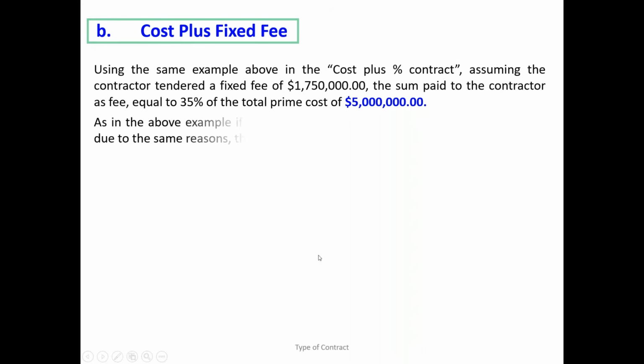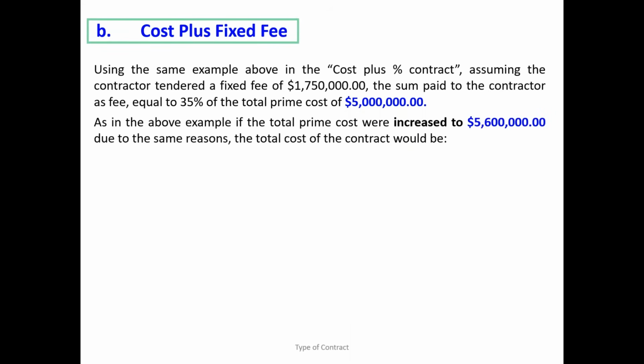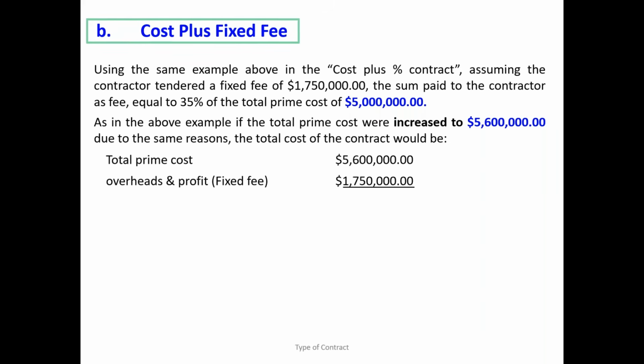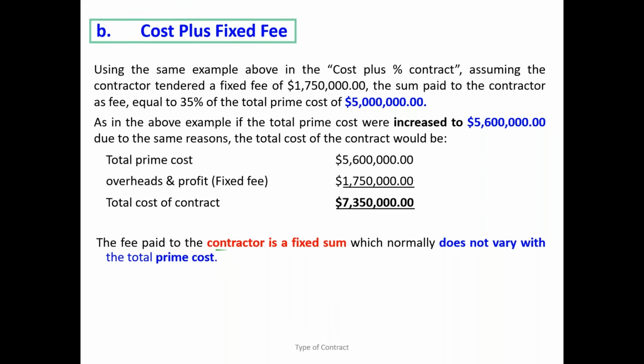So what happens here? The same thing. If the contractor has the 5 million, he will get the 5.6. We are not going to change the amount. It is not a percentage 35. It's going to be just 1.75 million that you are going to pay as a profit and overhead. Nothing connected with the 5 million. Now, what happened in the second case? His cost is increased, say his cost is increased to 5.6. How much are we going to pay? Still 1.75 million. Nothing will change. So that is called cost plus fixed fee.